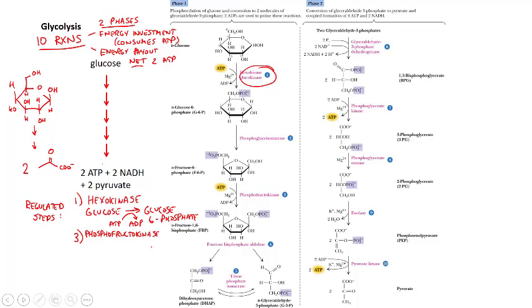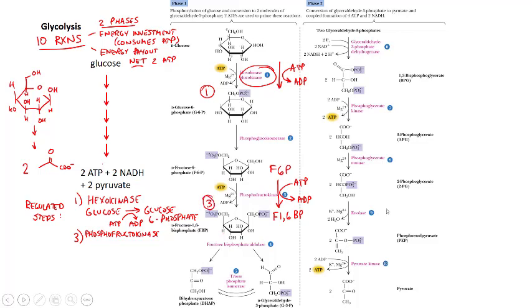And the phosphofructokinase reaction takes fructose 6-phosphate and converts it into fructose 1,6-bisphosphate, also consuming ATP in the process. So I told you that there's 2 ATP consumed, and that's why this is called the energy investment phase. So that's reaction 1, that's reaction 3.